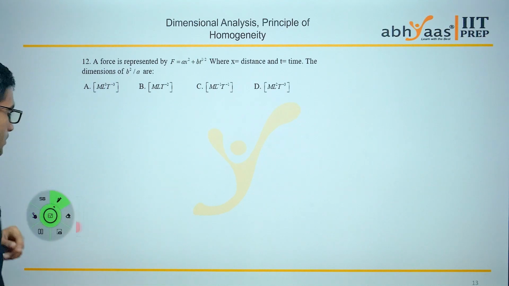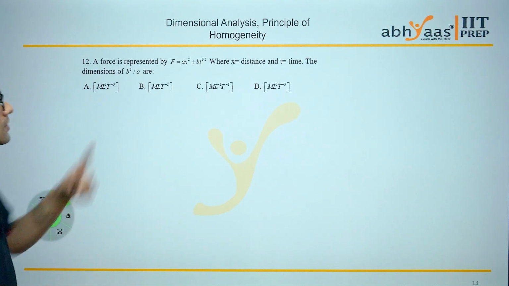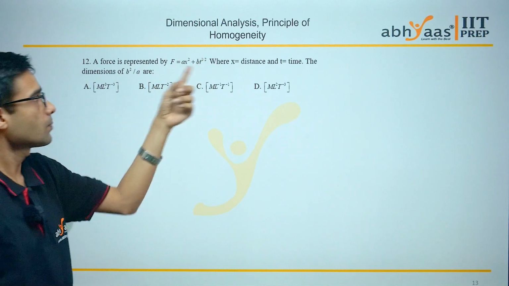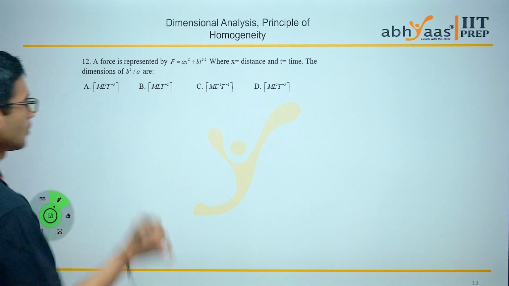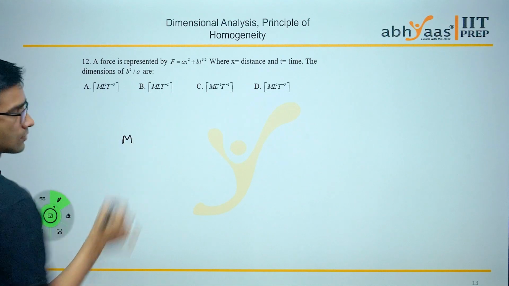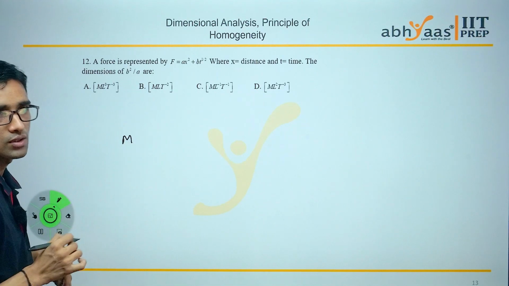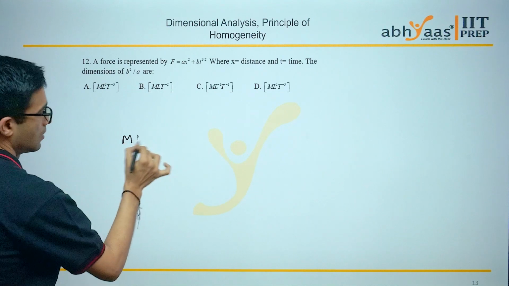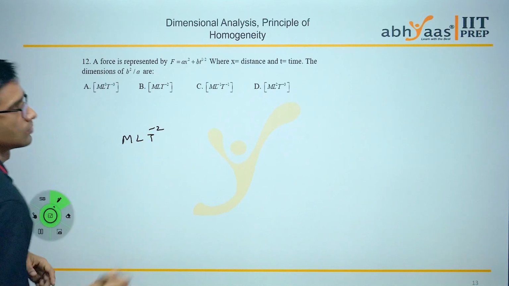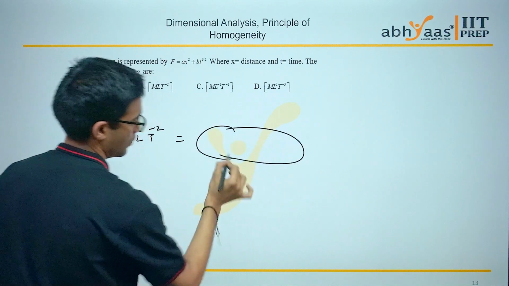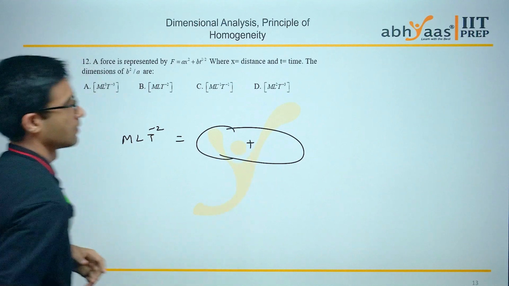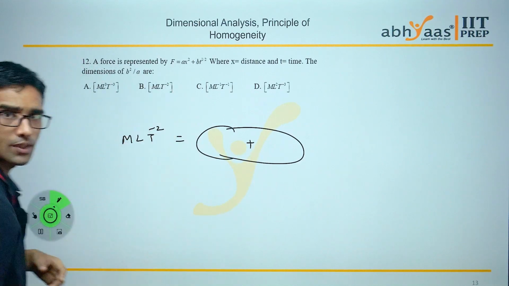So the 12th question, same model. What is this? Force is equal to ax square plus bt power minus 2, where x is distance and t is the time. So what are the force units? Force equals mass into acceleration, that is M L T power minus 2. So here also we should get a force only. Okay, now that means each term is force.